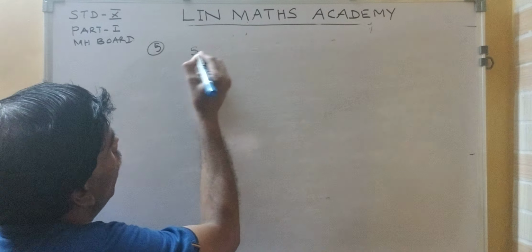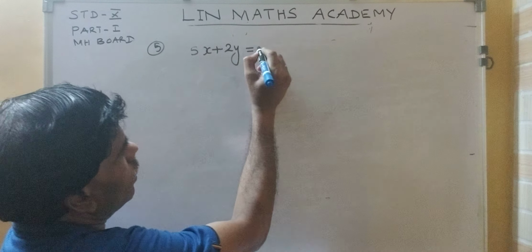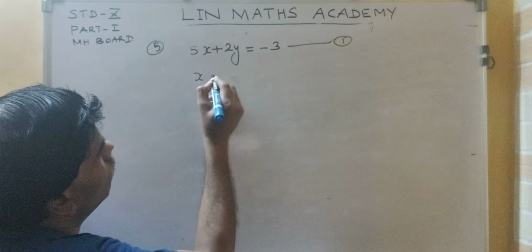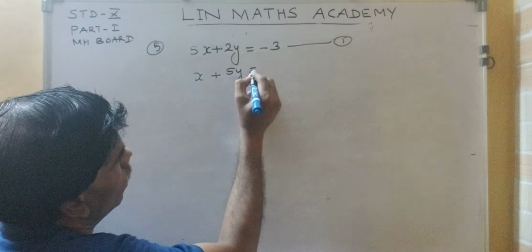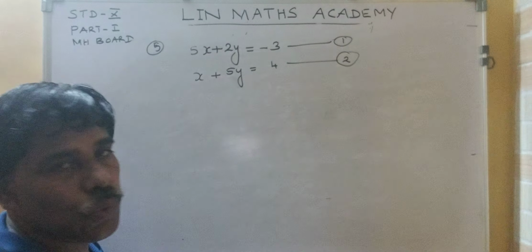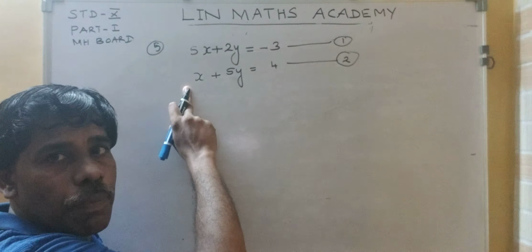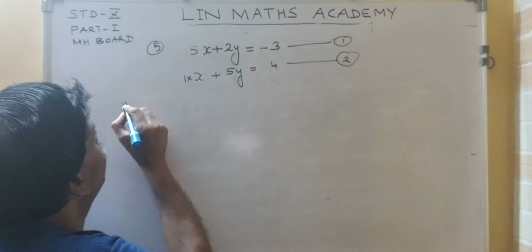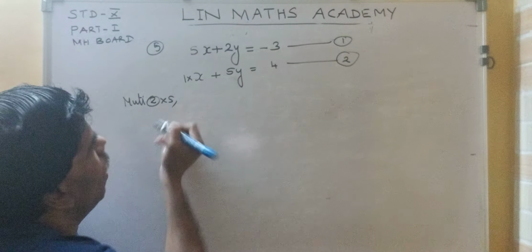Solve 5x plus 2y is equal to minus 3. Take it as equation number 1. x plus 5y is equal to 4. This you take as equation number 2. Like the previous one, here you can easily multiply the coefficient of x by 5 in this equation. So multiply equation 2 by 5, right?